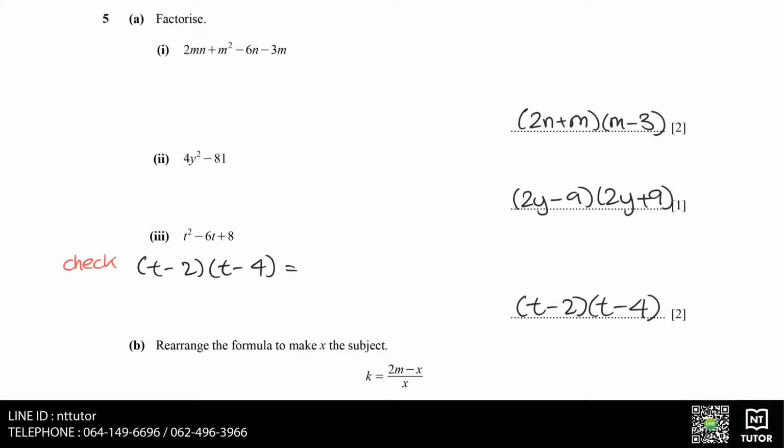Again, we can check whether this factorized format is correct or not by expanding the brackets and seeing whether it simplifies to the original expression.